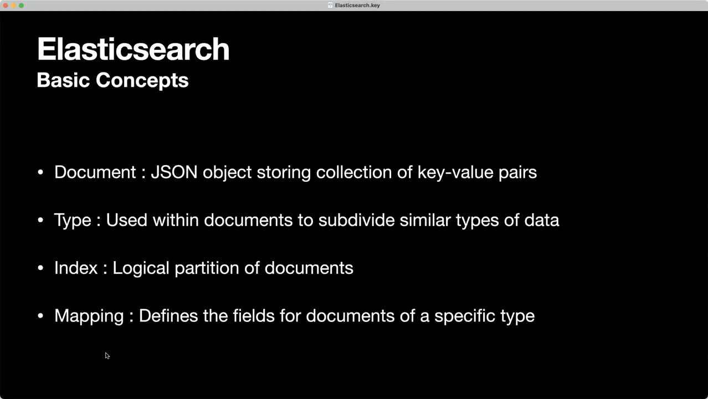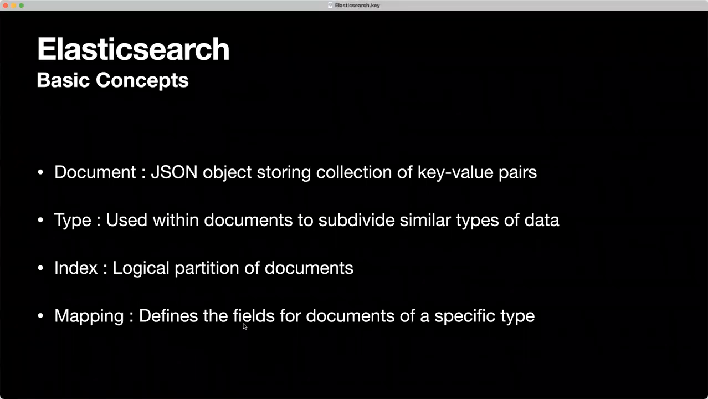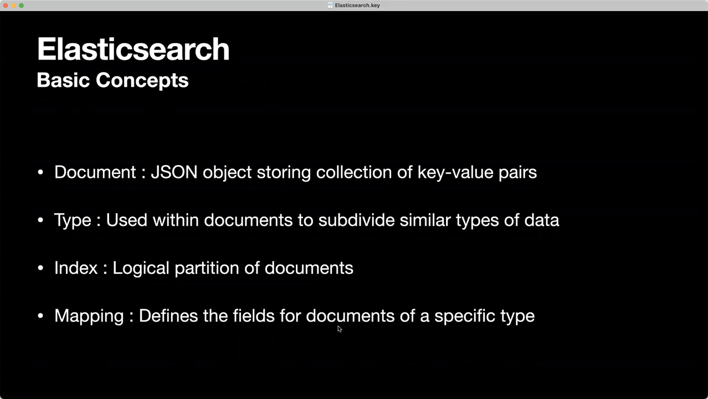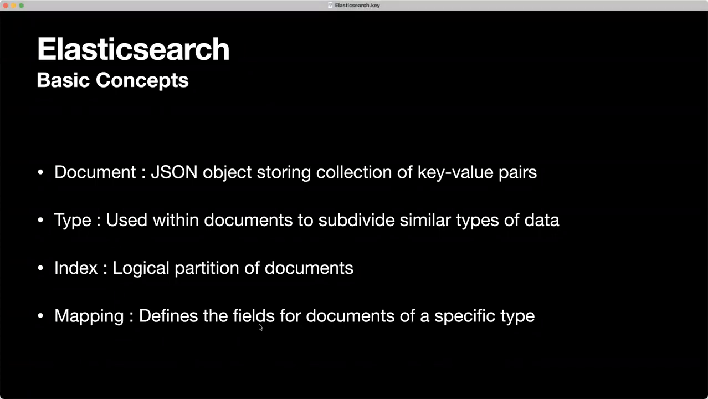Then there's a concept called mapping. With mapping, what we are doing is defining the different fields in the document. Let's say the document we talked about was the user document. It had fields like user ID, username. So in this mapping, we can define that user ID is UUID, and username is actually a string. So we can define the types for each of the fields here.